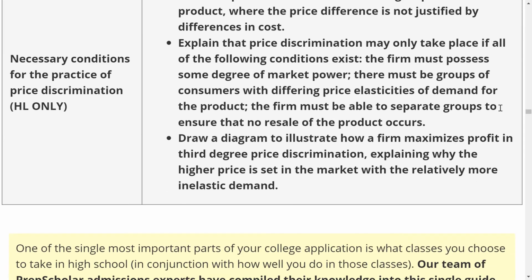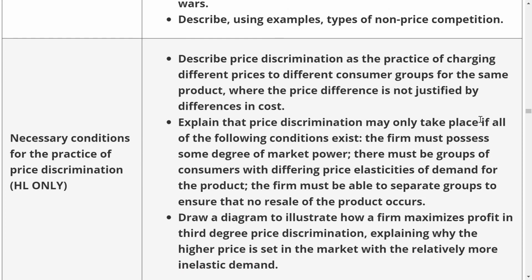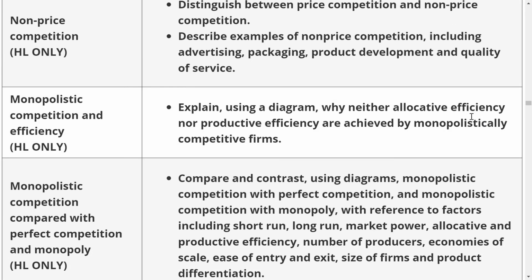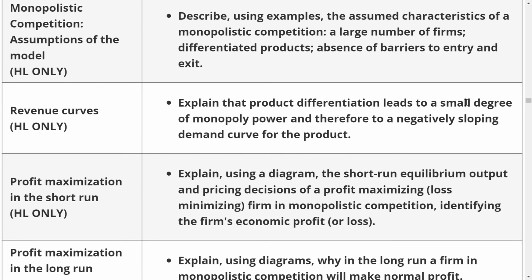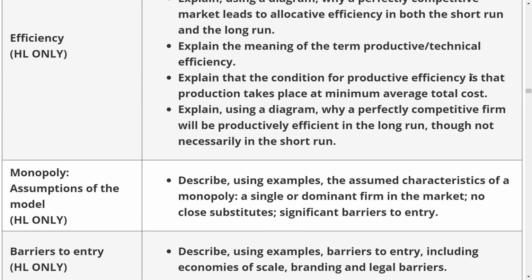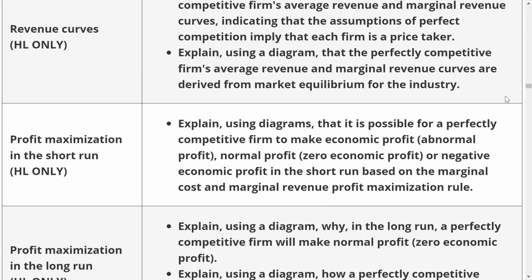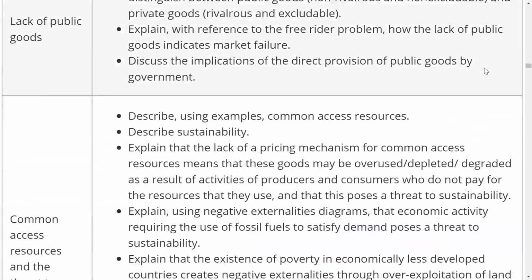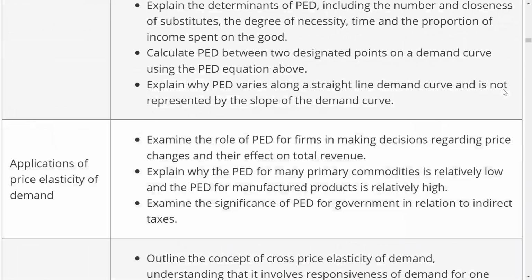We also have to be able to talk about the necessities and conditions for price discrimination to occur and what price discrimination looks like. So these are all the topics you have to be able to understand and talk about when you do IB Microeconomics.